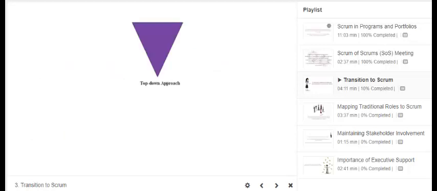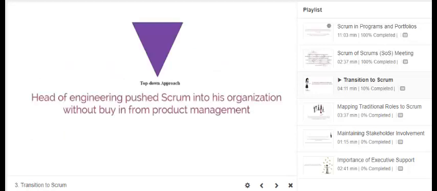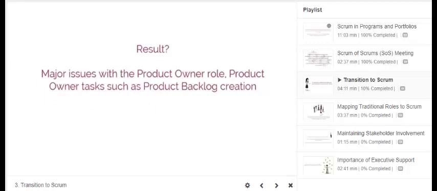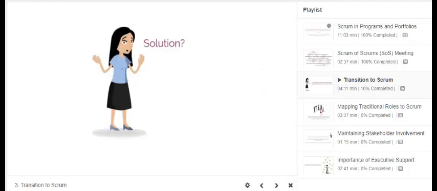Consider a scenario. The head of engineering pushed Scrum into his organization without buy-in from product management or sales. Unsurprisingly, this led to major issues with the product owner role itself, as well as product owner tasks such as product backlog creation. So, how do you resolve such a situation?